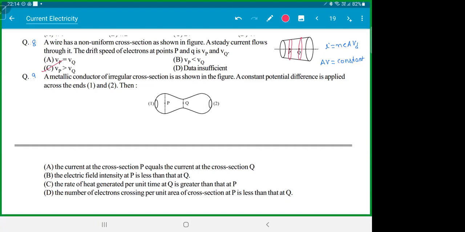Read the question. Try. I'll give you 1.5 minutes. Brinda thinks all are right. Chalo, let's see.